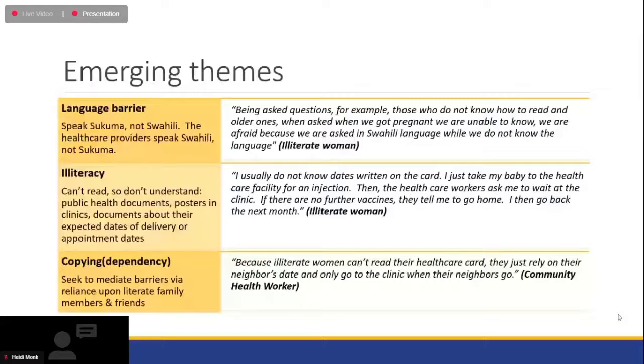Another theme was dependence. Due to inability to read or talk Swahili, these illiterate women most of the time depend on other people who can hear and read Swahili to help explain information and to translate for health workers the information which is supposed to be delivered to them.